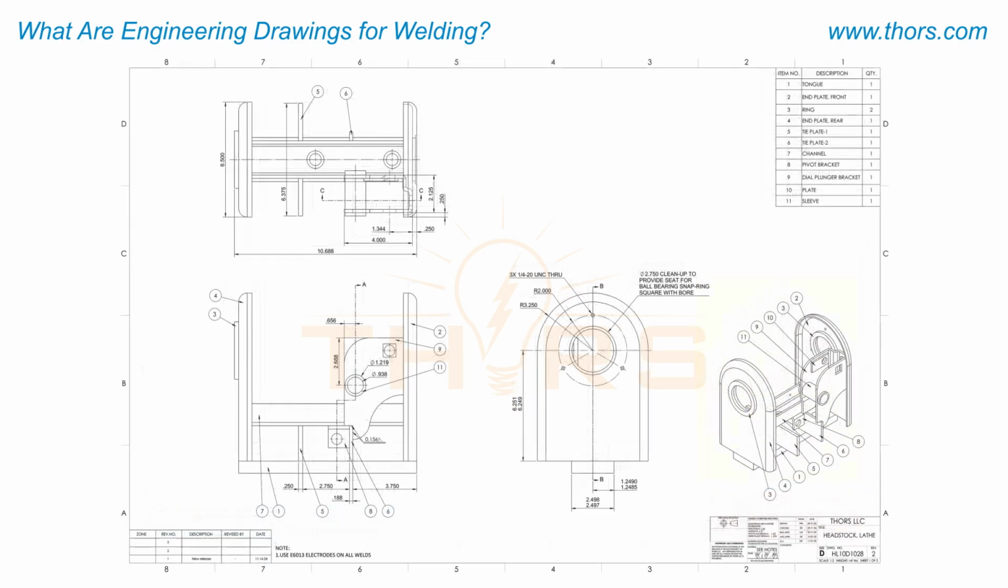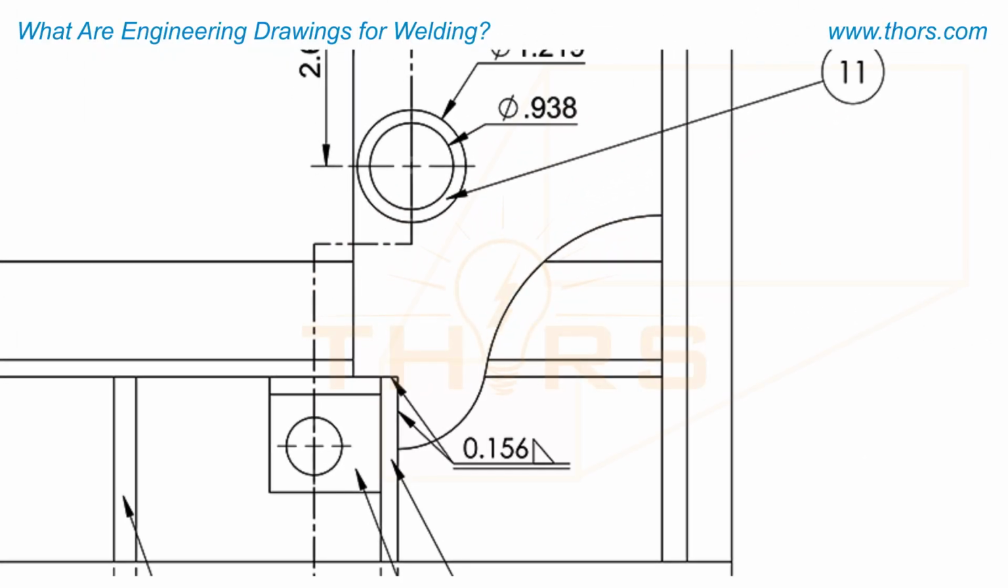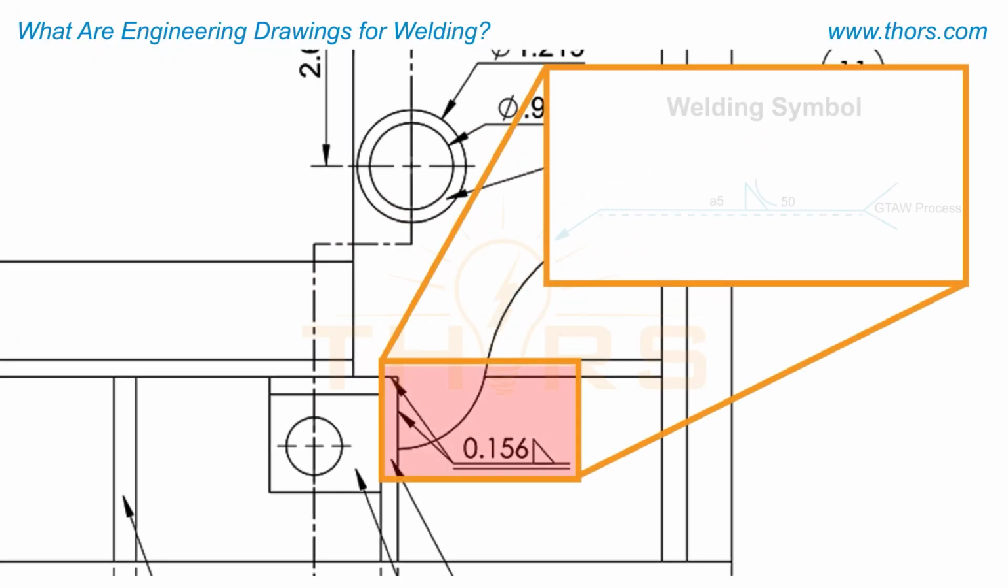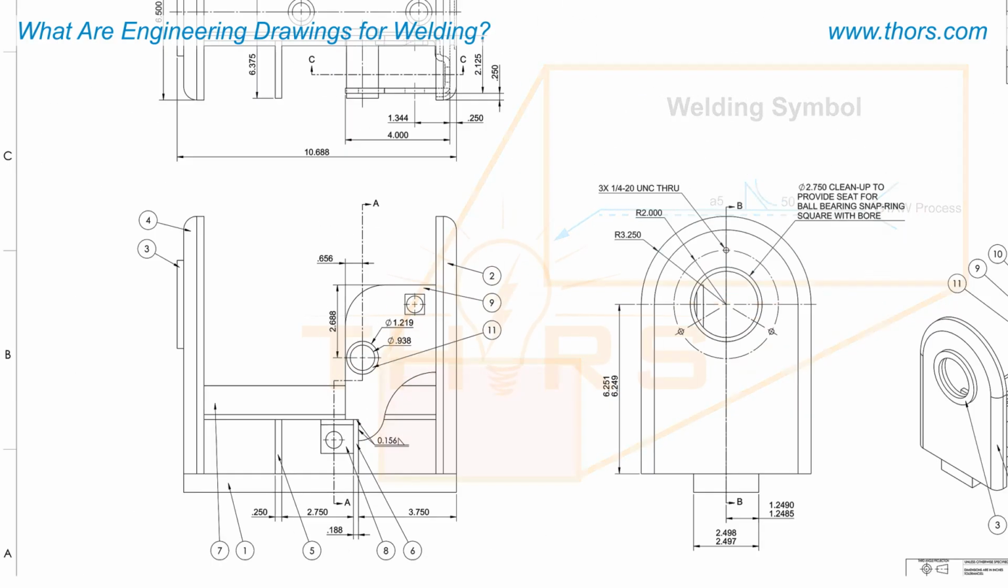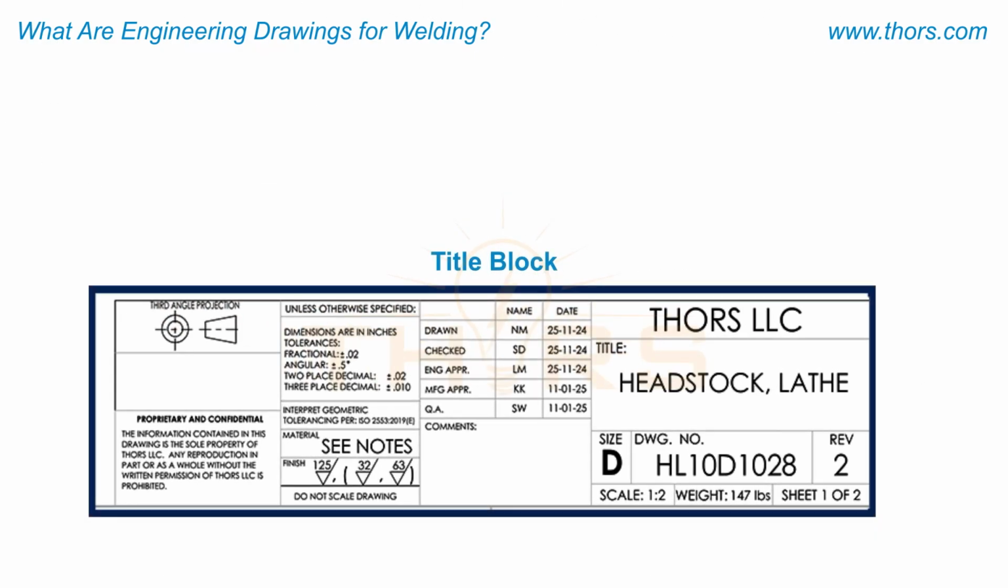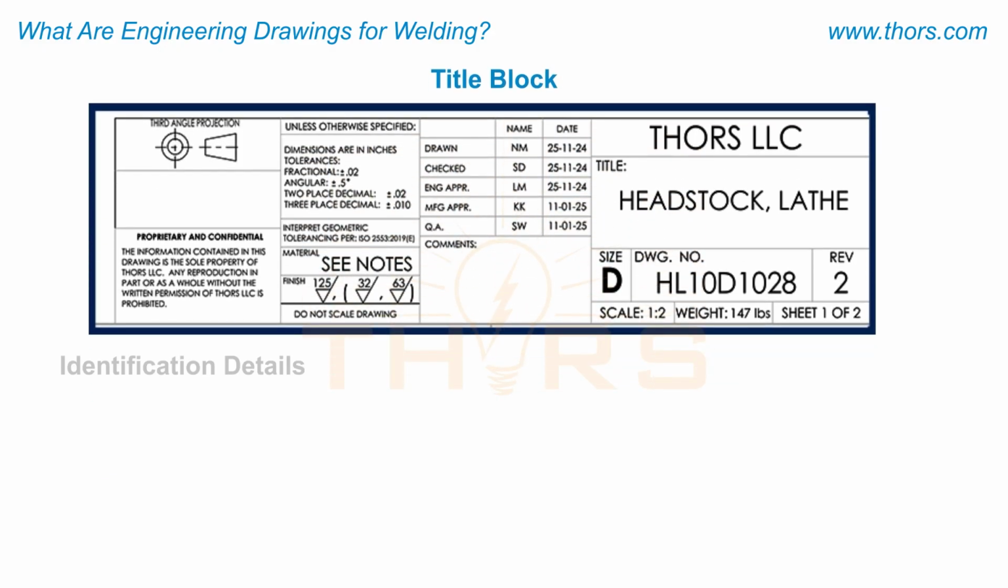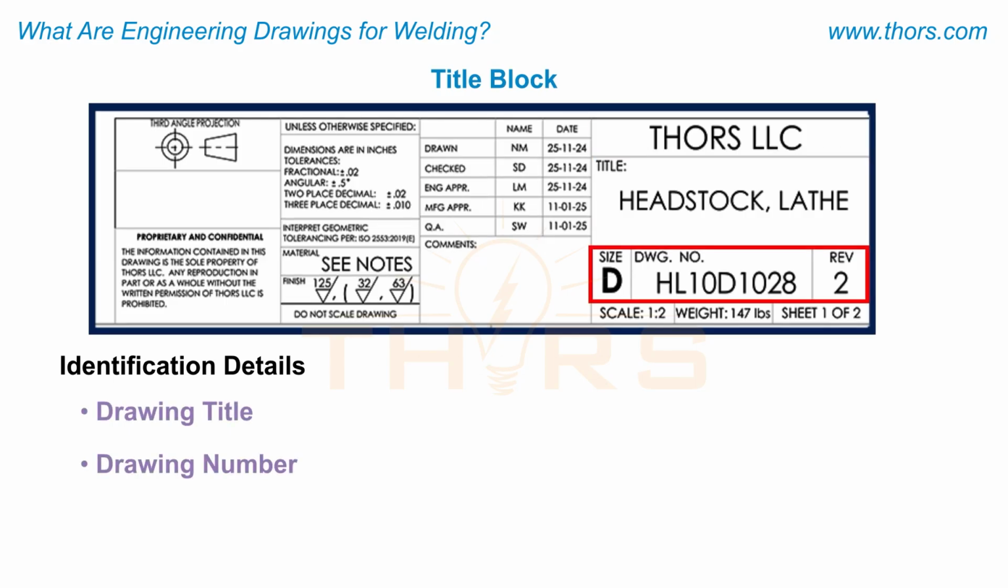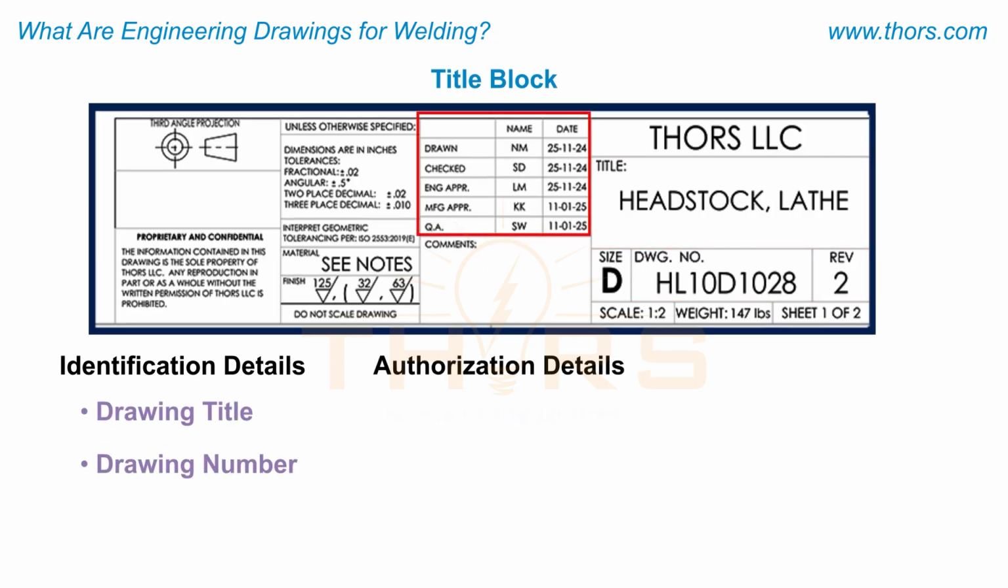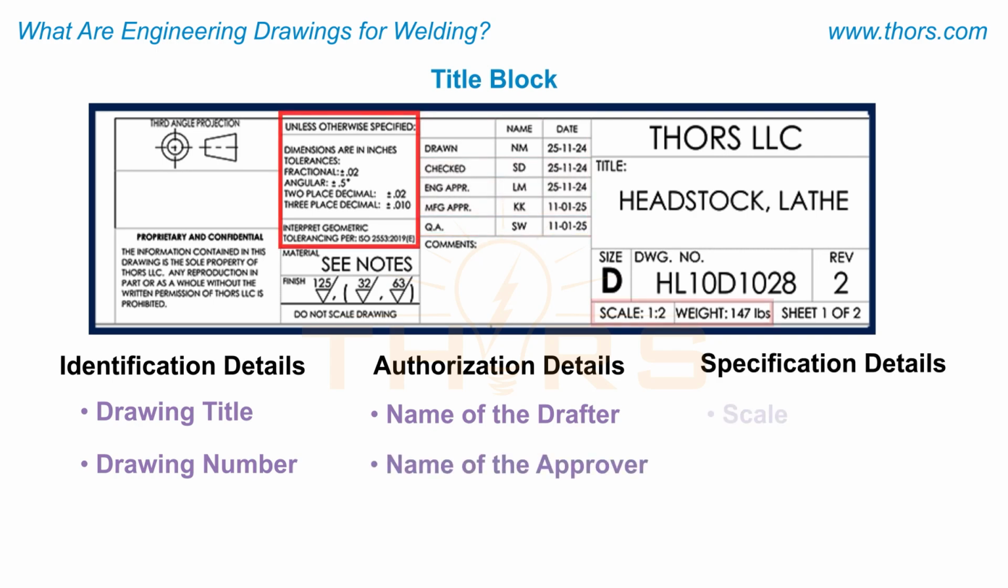In addition to these sections, an engineering drawing for welding contains welding symbols that are used to specify a weld on the drawing. The title block is a standardized section that contains essential information about the drawing and its creator. The title block contains identification details, such as the drawing title and drawing number, authorization details, such as the name of the drafter and name of the approver, and specification details, such as the scale, units of measurement, and industry standards.